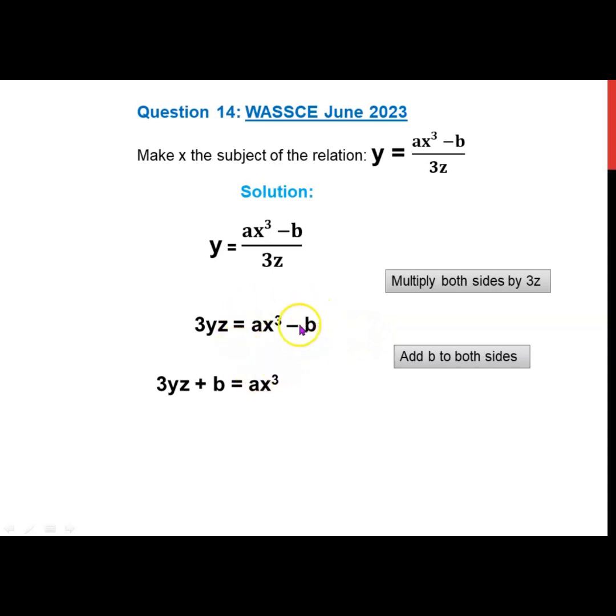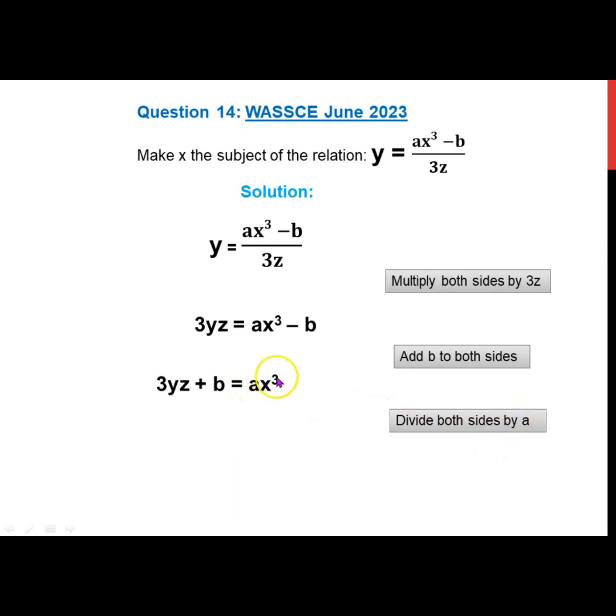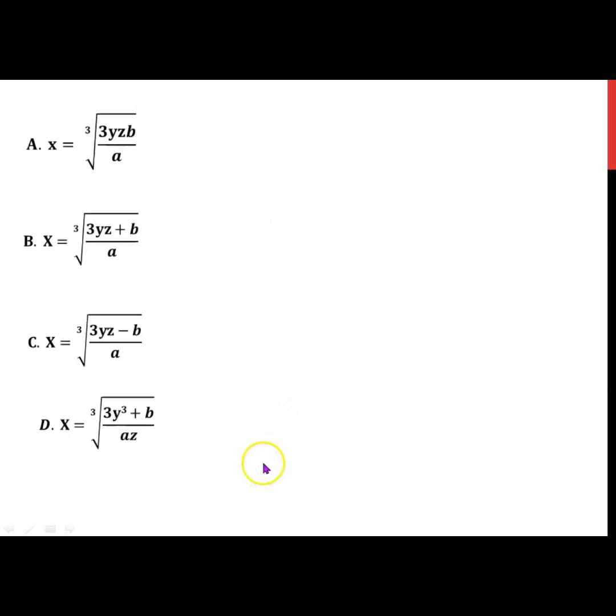this cancels out. The equation becomes 3YZ plus B equal to A S cubed. Now we can divide both sides by A, for us to have this S cubed. Now divide both sides by A so that it should be equal to this. The A now can cancel out, so that we have now S cubed equal to (3YZ plus B) all over A.